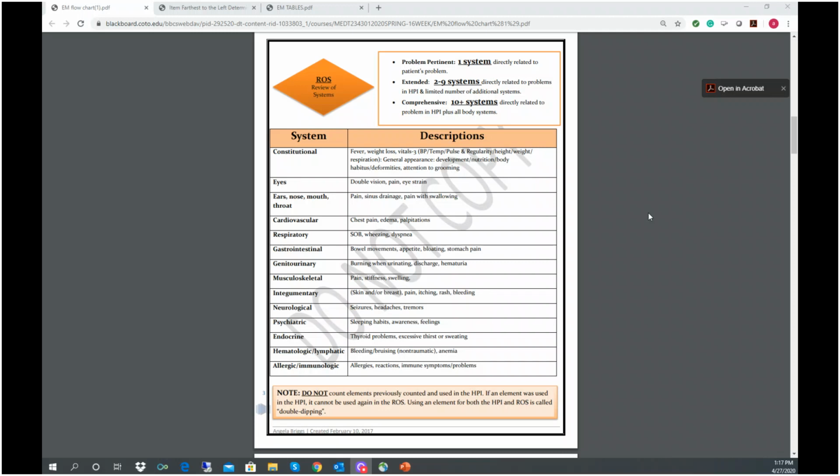Eyes are looking at maybe double vision, pain or eye strain. Ears, nose, mouth, and throat: pain, sinus drainage, pain with swallowing. Cardiovascular, you might see chest pain, edema, palpitations, because edema is going to impact the blood flow, is going to impact swelling. Respiratory, you may see shortness of breath, wheezing or dyspnea. Gastrointestinal, bowel movements, appetite, bloating, stomach pain. Urinary, burning when urinating, discharge, hematuria.